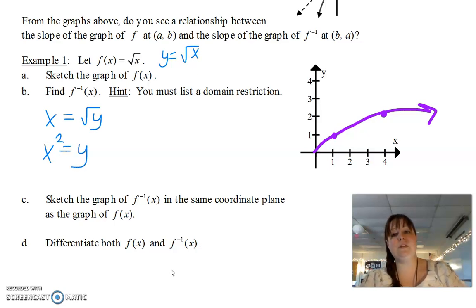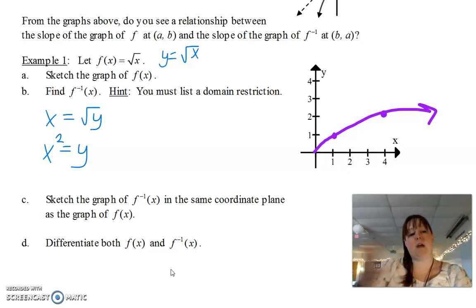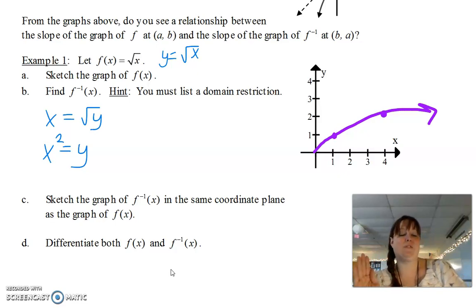But is that truly the inverse of this function? Like if I graphed y equals x squared, which is a full parabola, and I took the inverse of it, would it look like that purple thing? It wouldn't, right? Because they are not truly inverses of each other, because we're only taking half of the parabola, correct? We're only taking half of it. So we have to decide which half are we taking.